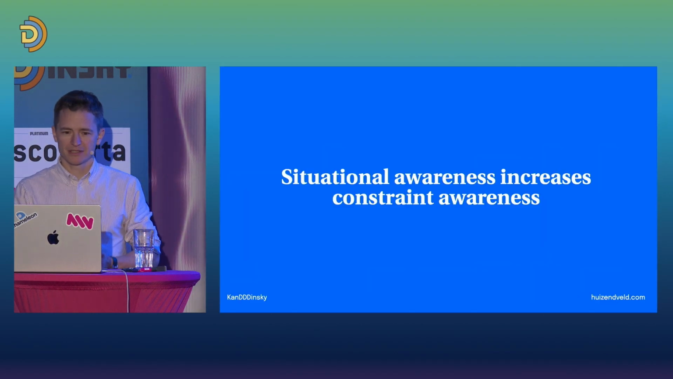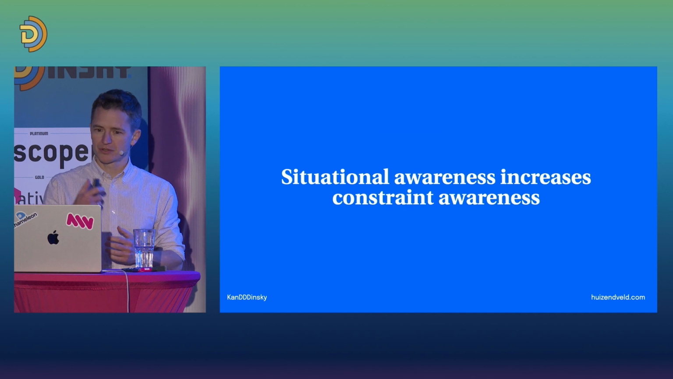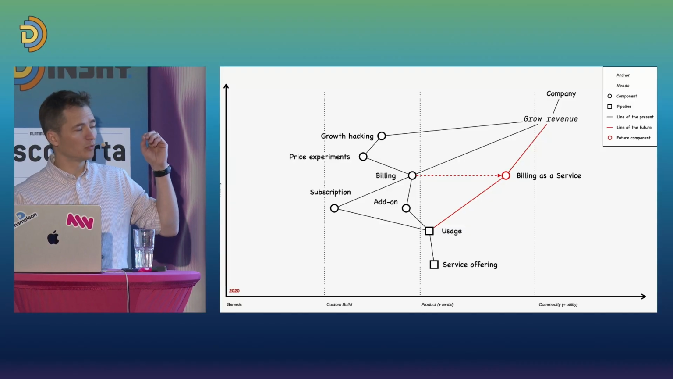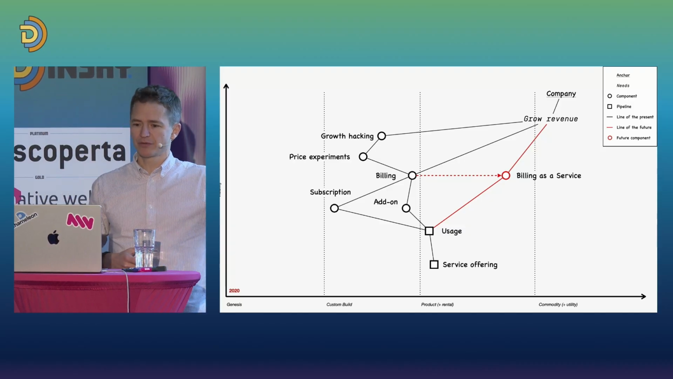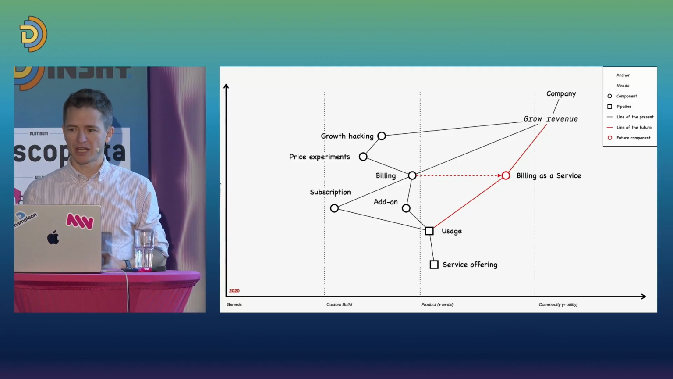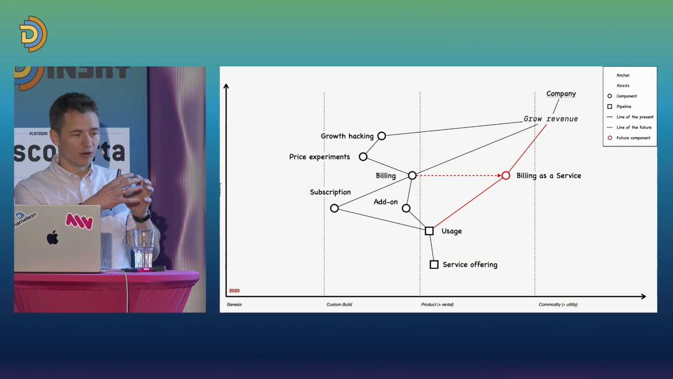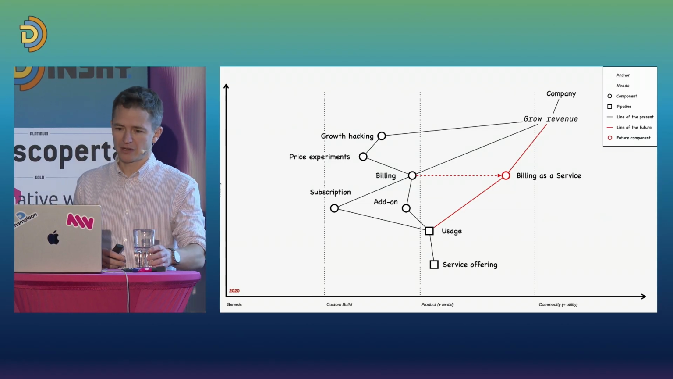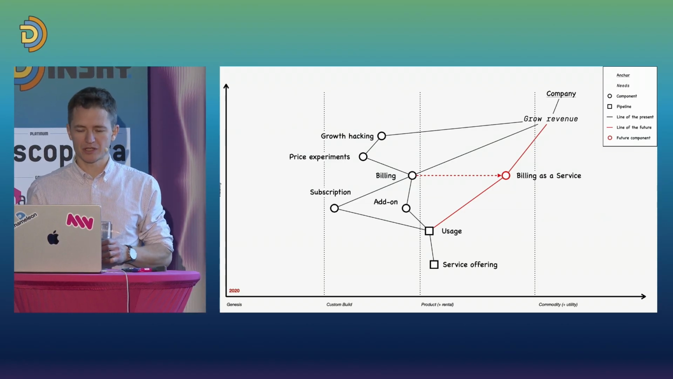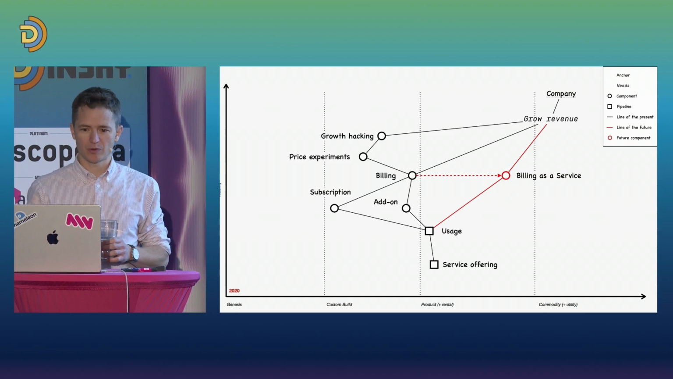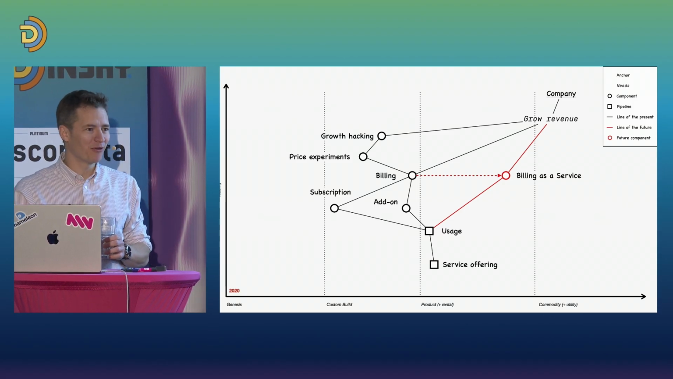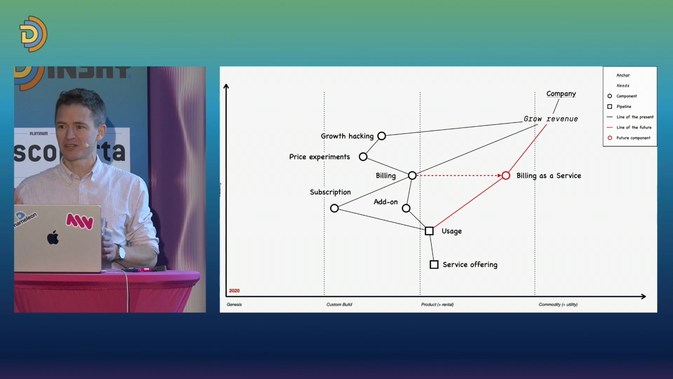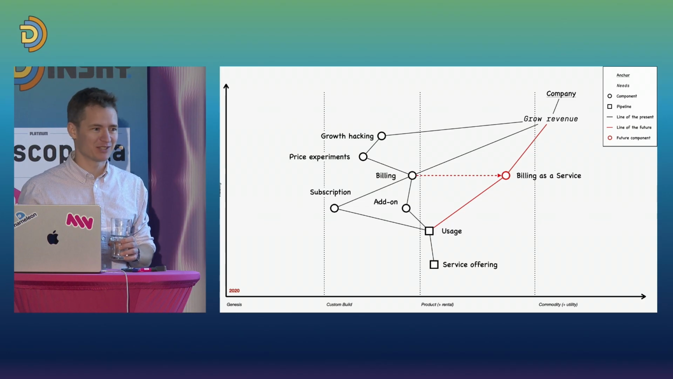Now, having this, right, situational awareness starts to increase constraint awareness. So we can now talk about the fact that we want to go from billing to billing as a service, right? We want to evolve the landscape here, right? We want to replace our custom-built solution with a product in the market, right? That allows us to do this. And we see what connections we still are left with, right? We do know that we do somehow need to get the consumption of our services in that platform, right? It doesn't just magically solve all our problems. We still have a dependency, right?